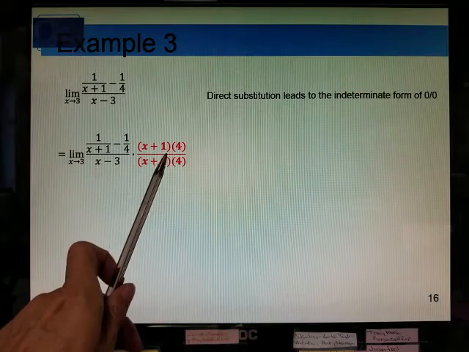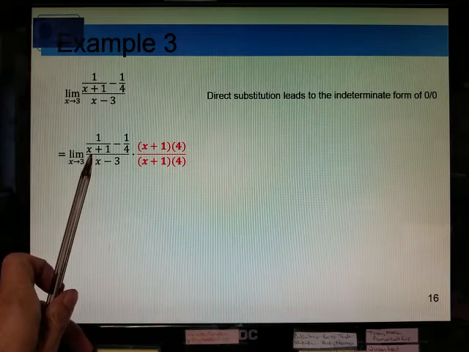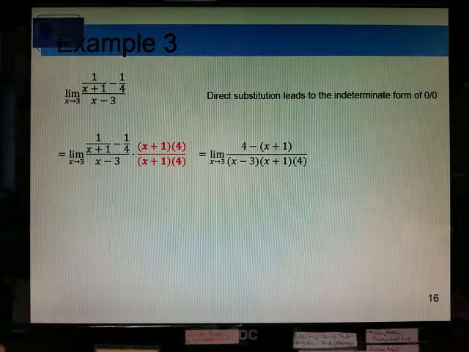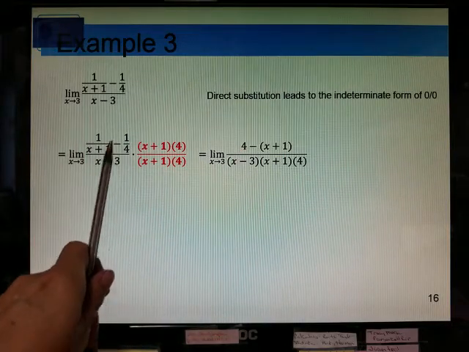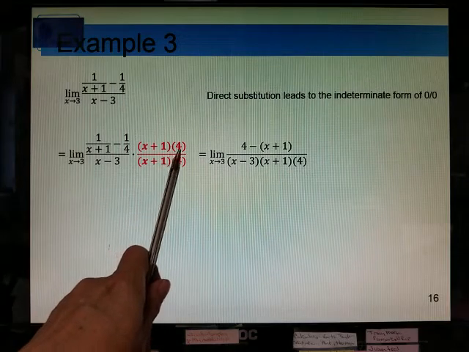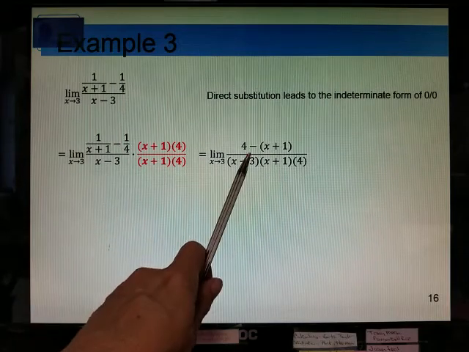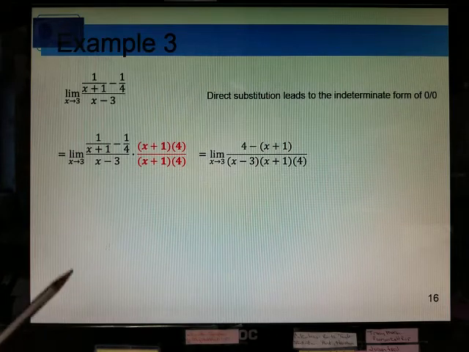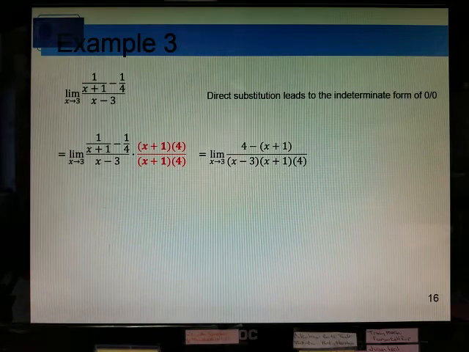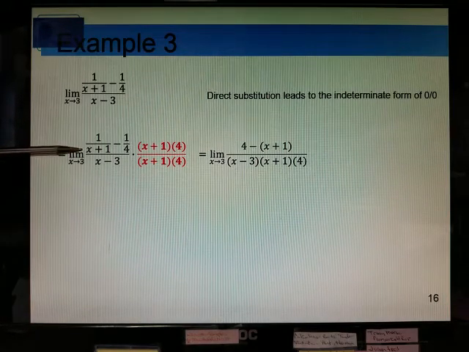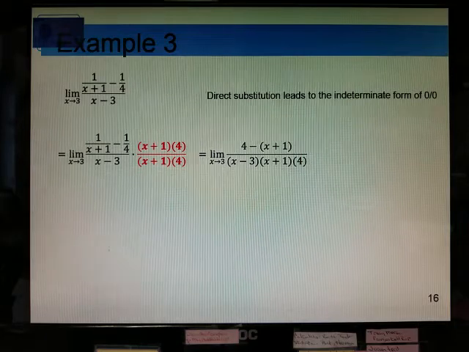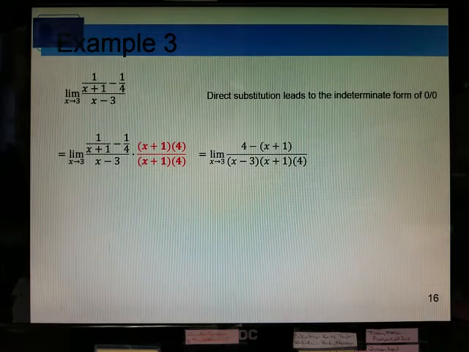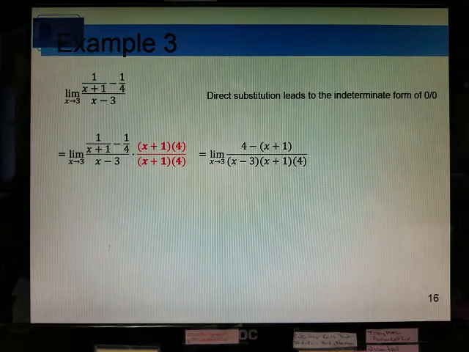So when I take this red stuff times that first fraction, the x plus 1s are gone and it gives me 1 times 4, which is where I got this 4. Then if I take this fraction of 1/4 times the red stuff, the 4s are gone and it gives me minus the x plus 1. In the denominator, never FOIL it out, multiply it out. Because I'm trying to get rid of the denominators here, those fractions, I want to just leave this in factored form because something should conveniently go away so that I don't get a 0 over 0.